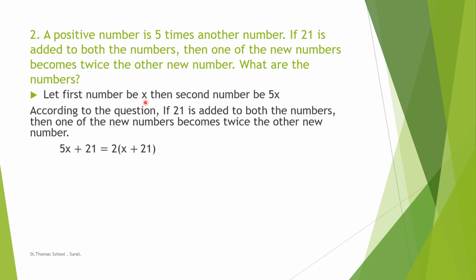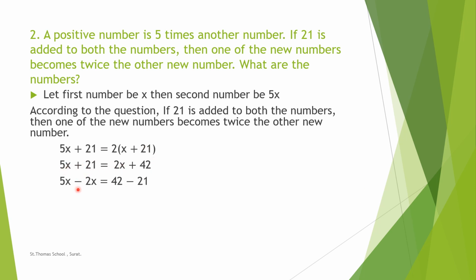What is the other number here? x. So when we add 21, it becomes x plus 21. It's clear? The equation is 5x plus 21 is equal to 2 times the bracket x plus 21. Now remove the bracket. So 5x plus 21 is equal to 2 into x plus 2 into 21, that is 42.